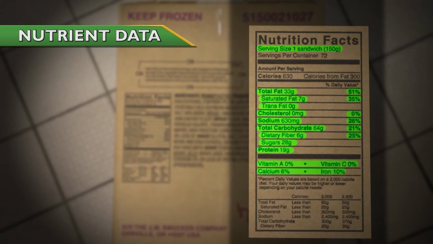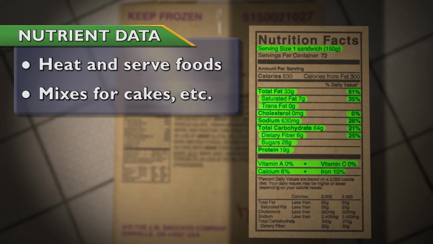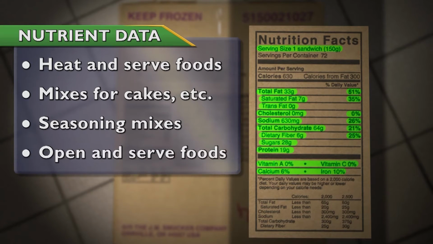Foods that require nutrient data include commercially prepared heat and serve foods such as frozen pizza, French toast sticks, and vegetable blends, mixes for cakes, gravy, and other products, seasoning mixes such as taco or sloppy joe seasoning, and commercially prepared open and serve foods such as juices and desserts.